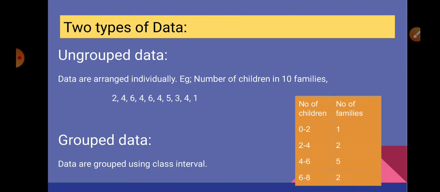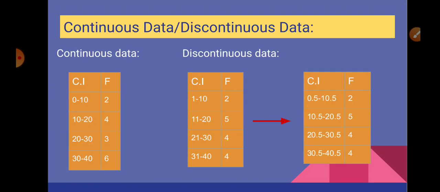Clear? Next. And also in data we have two types. One is continuous data and the other is discontinuous data. Continuous data and discontinuous data. Observe the table here.